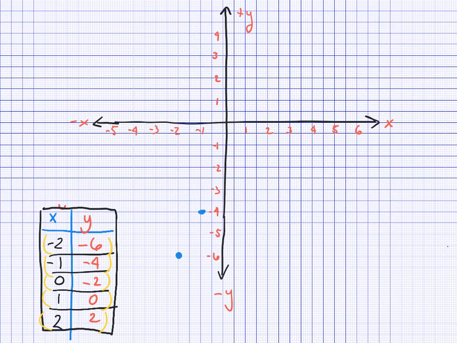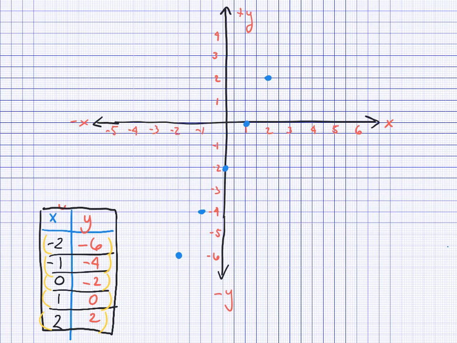And then the next one, which is still a little bit difficult, I'm sure, we have 0, which means we don't go anywhere, don't go left or right, for 0, and we go down to minus 2. Next, we're going to go 1 in the x direction, but then it says 0, so we don't go up and we don't go down. We're going to stay right here. And finally, we're going to go to where x is 2 and y is also 2.